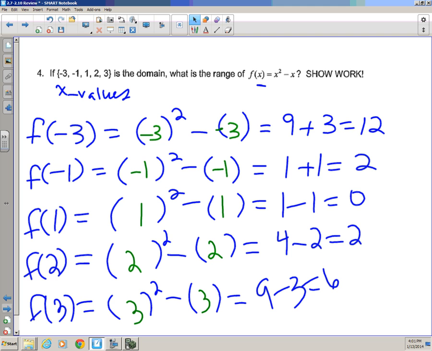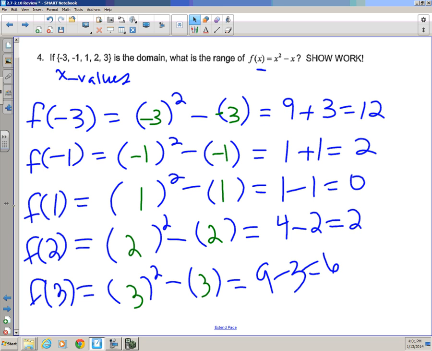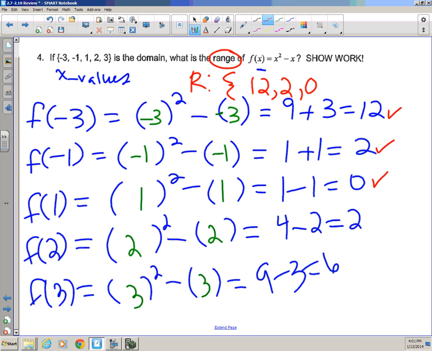So when it asks you for the range, all you need to do is state it in set notation. The range is specifically the set of y values that came out. So what is the range? The range is 12, 2, 0. We already have the number 2 listed, so there's no need to write it again, and 6. So the range are those specific values.